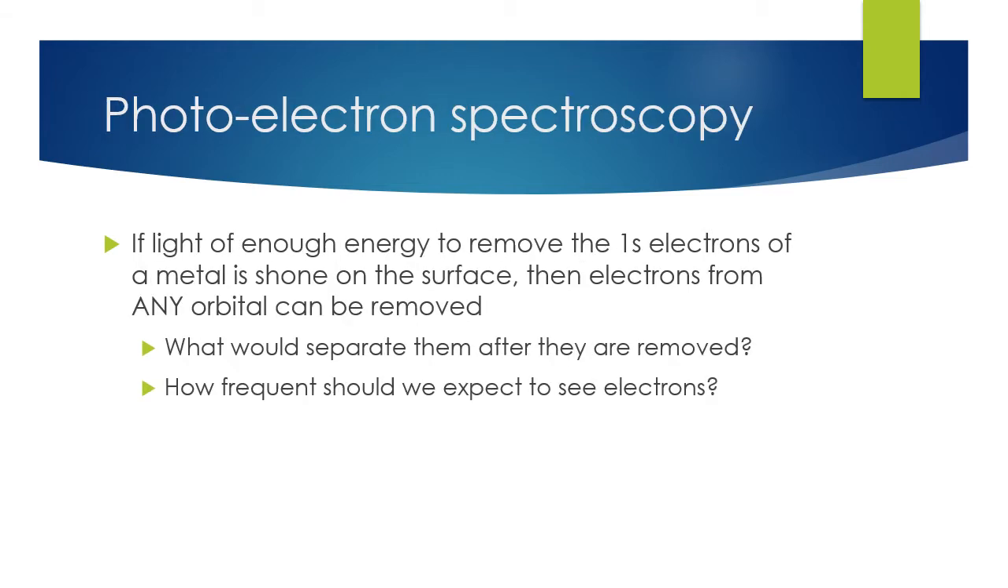The photoelectric effect is used to create photoelectron spectra. If the light on the sample is of a high enough energy that even the 1s core electrons could be removed, then any of the electrons within the atom could be removed. So, with all of them being removed and randomly getting ones from different orbitals, how might we separate these? What is going to be different about them once they're removed? And also, how frequently should we expect to see electrons from the various orbitals?